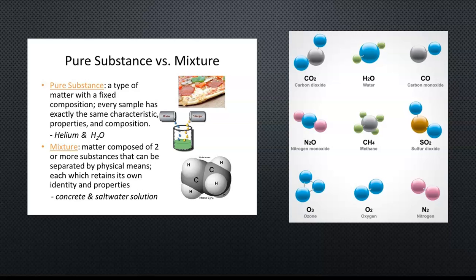Now, this is different than if we were looking at a mixture. A mixture is a type of matter that's composed of two or more substances that we could separate, and each of those substances would retain its original identity and properties.